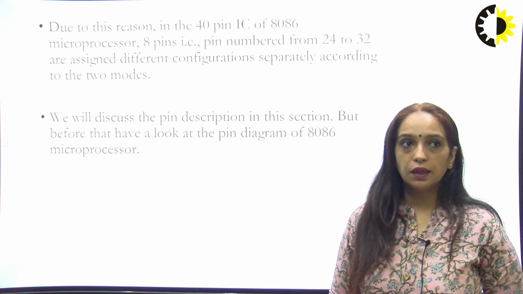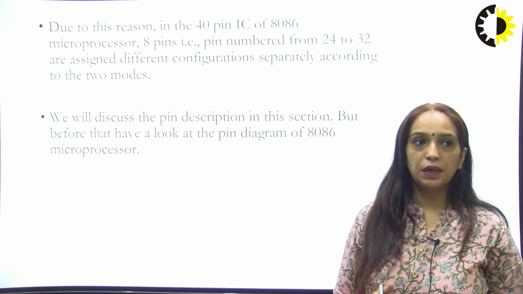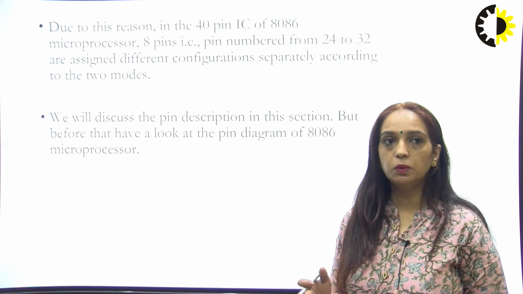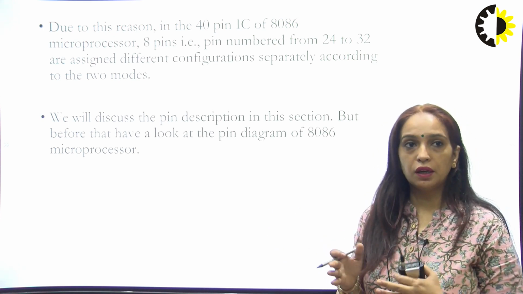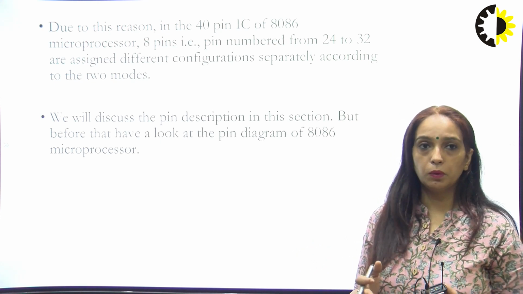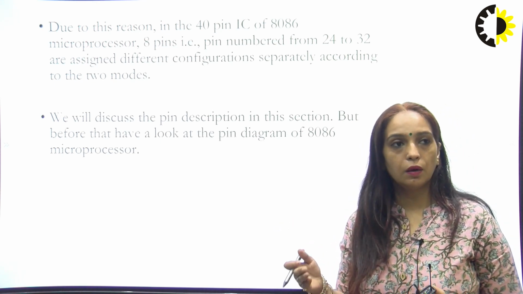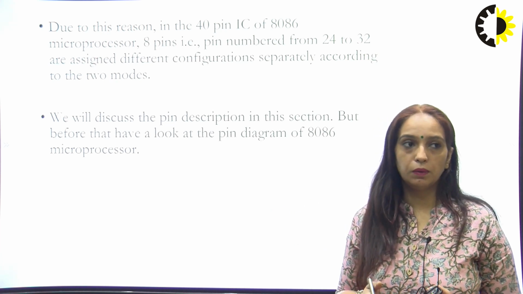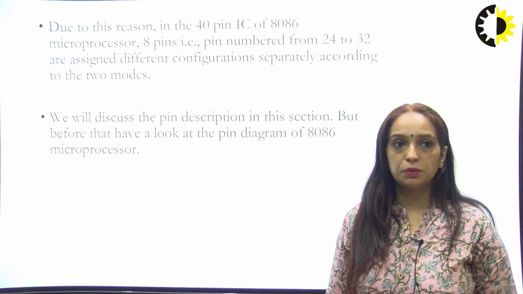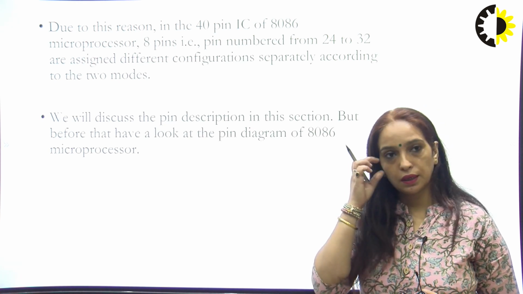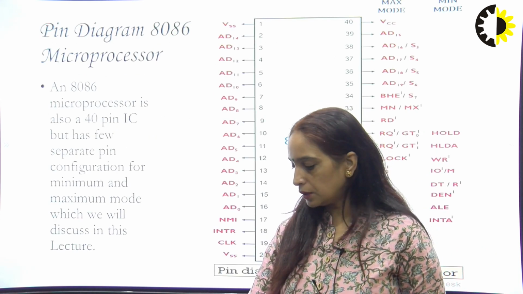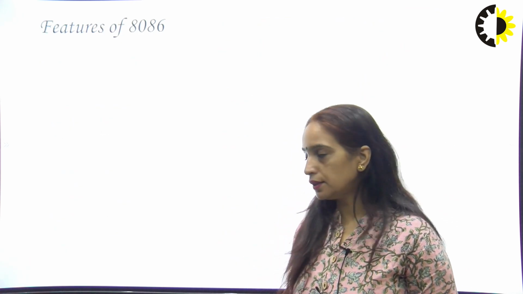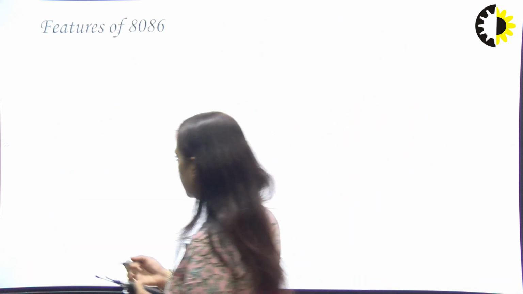And due to this reason, in the 40 pin IC, the 8 pins, that is from pin number 24 to 32, that we'll see in the later slides, are assigned different configurations separately, and according to the mode, first we have to select the mode, and then your pins will work accordingly. We will discuss the pin description in this section, but before that, let us have a look at the pin diagram of 8086. Before starting the pin diagram, let us check the features of 8086 first.